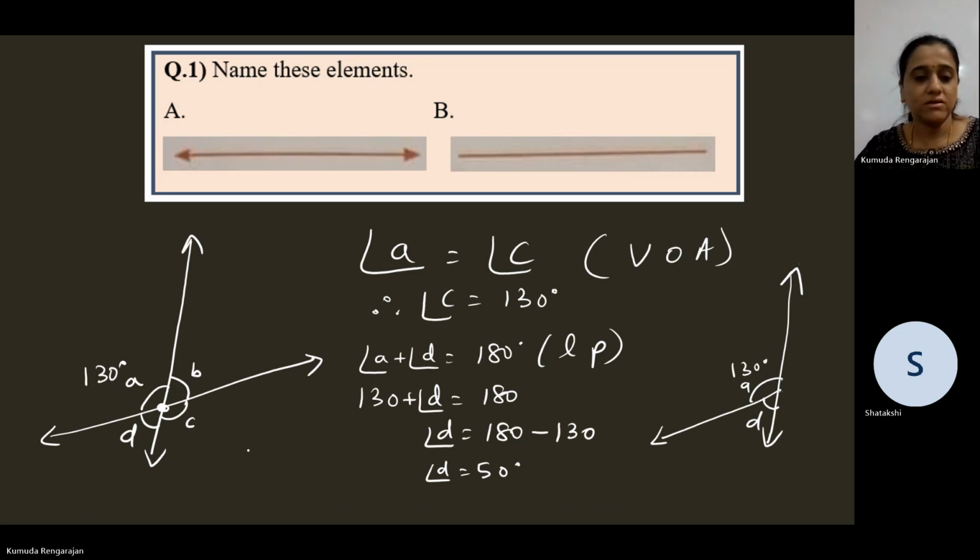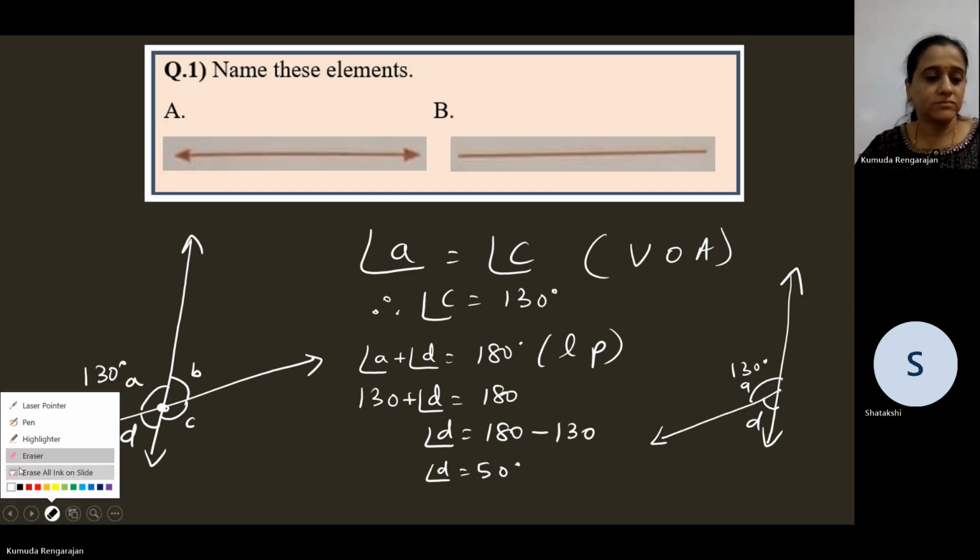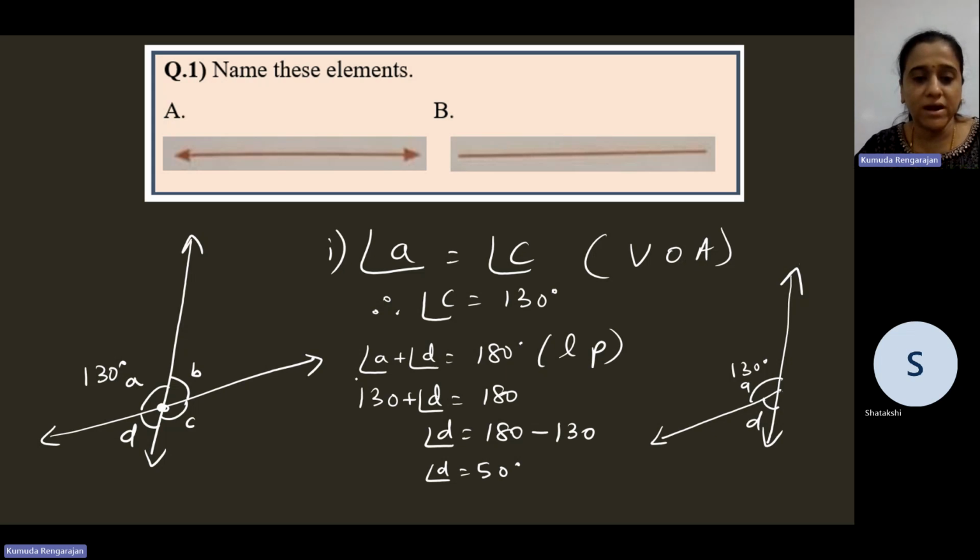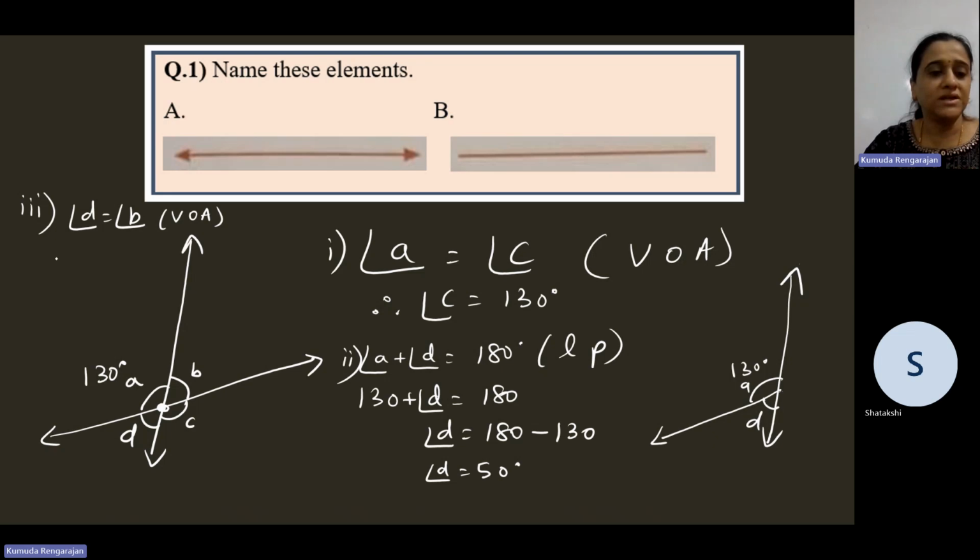So angle D is equal to 50. This is the first part, this is the second part, and I'll do the third part here. So angle D is equal to angle B. Reason, vertically opposite angles. D is 50 degrees, so angle B is also 50 degrees. So this is how you find all the angles when one angle is given in a situation like this. What's the situation? Two lines intersect at a point. When two lines intersect at a point, four angles are formed. And when one of the angles is given to you, you can find the other three angles using the property of vertically opposite angles and the linear pair.